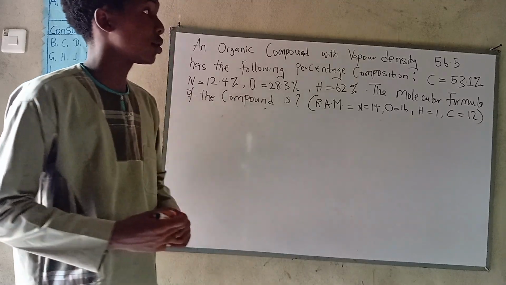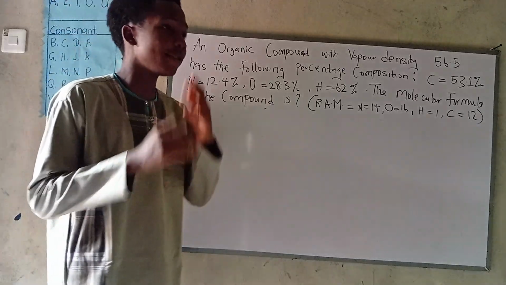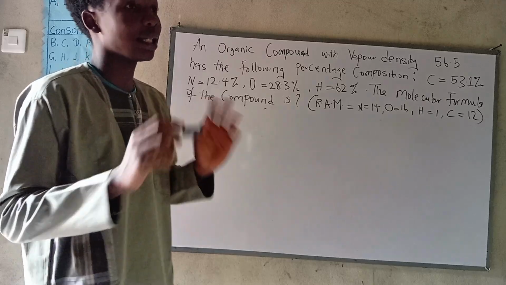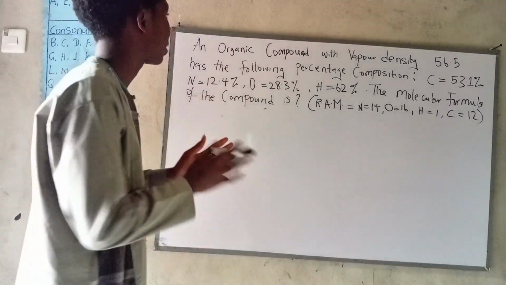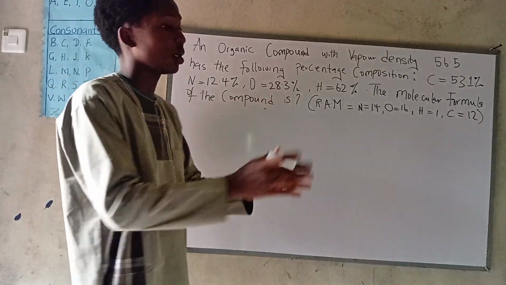Today I'm going to be teaching us how to solve for molecular formula. Okay, now it's very easy, though it might look a little bit too much, but it's very easy. We have to take it step by step. Now first of all, we have to pick out our details before we start solving, and we have to look for the empirical formula first before we look for the molecular formula.